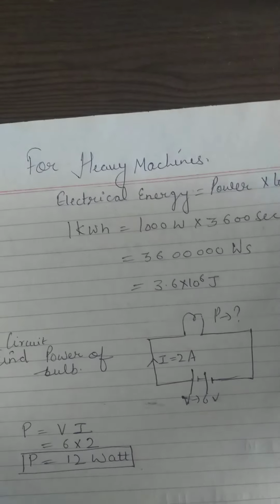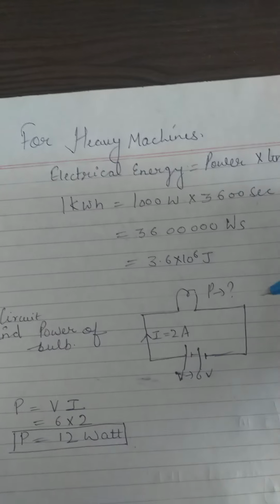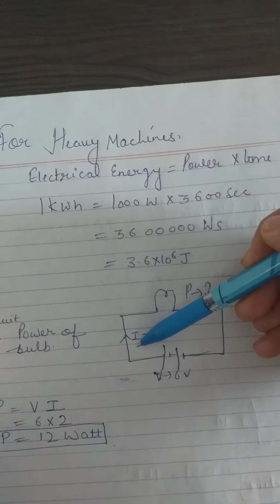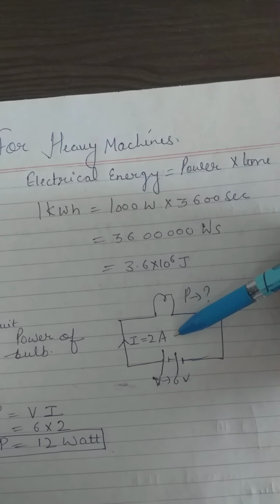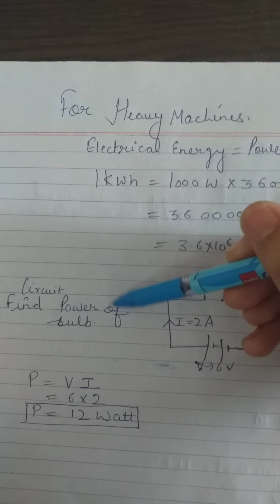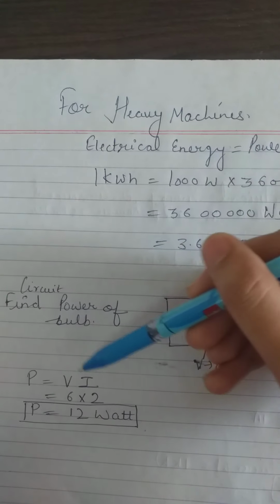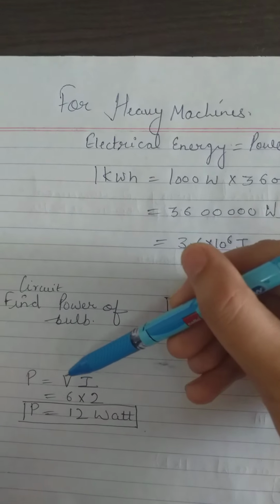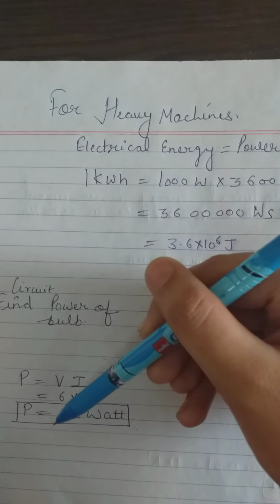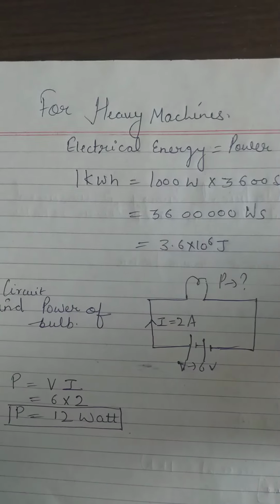Next is the numerical. See the circuit. There is a bulb which has a certain power. Current of 2 ampere is flowing through the circuit and voltage is 6 volt. You have to find out the power. The formula of power is V multiplied by I. So put the value of the potential difference and the value of the current, it will come out to be 12 watt.